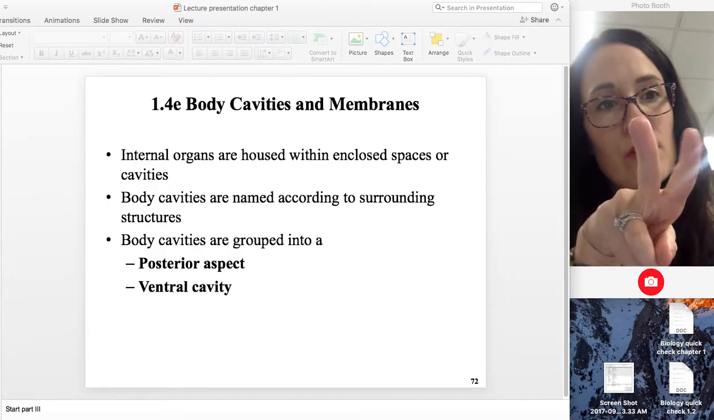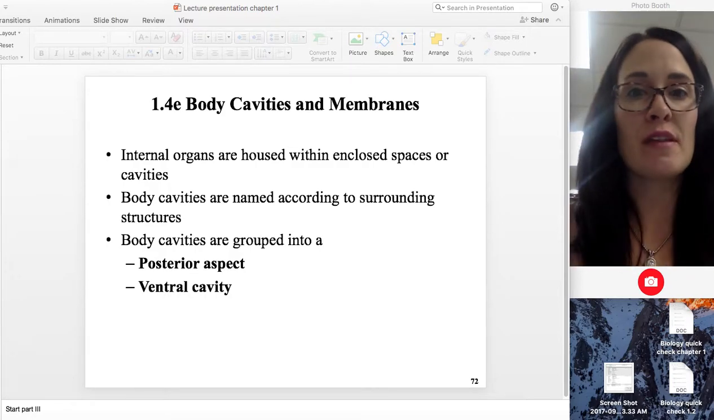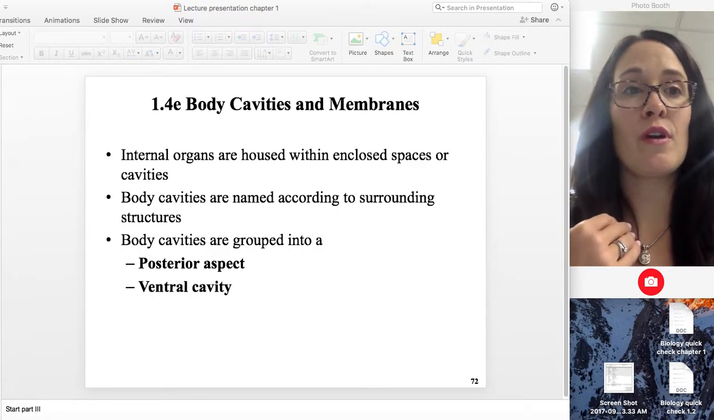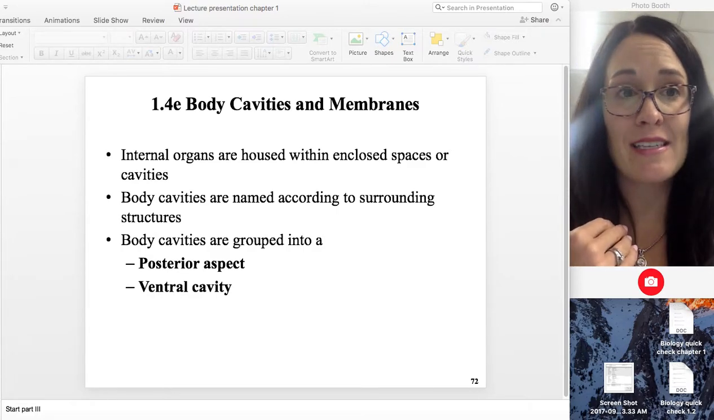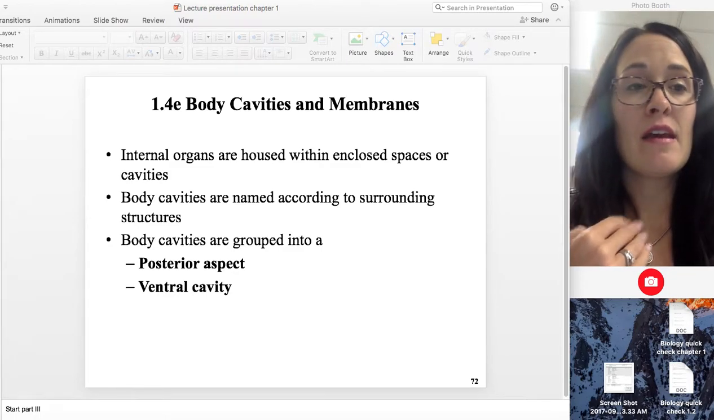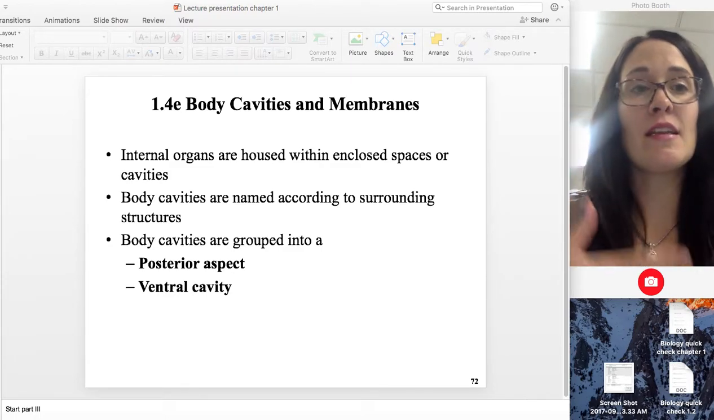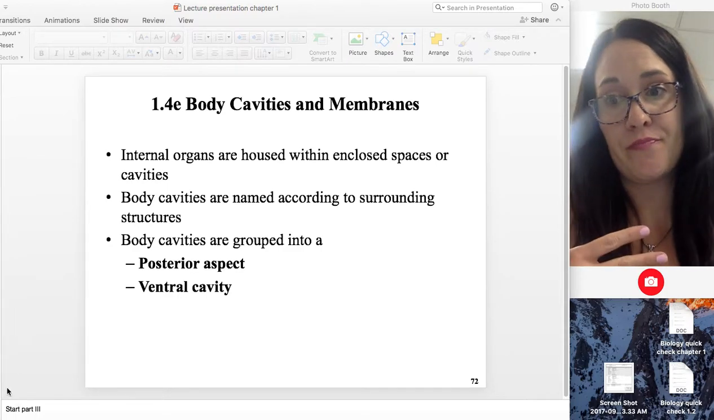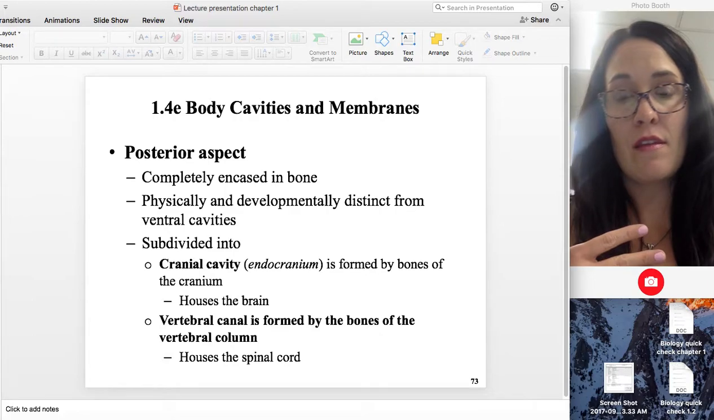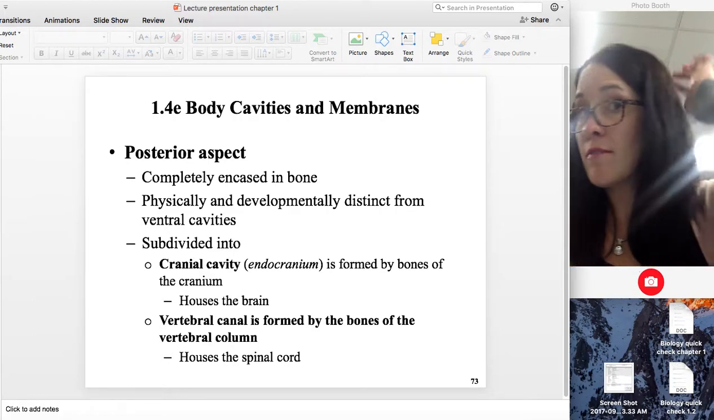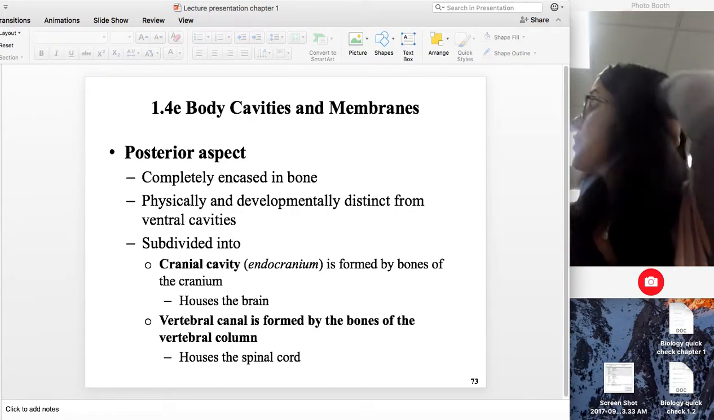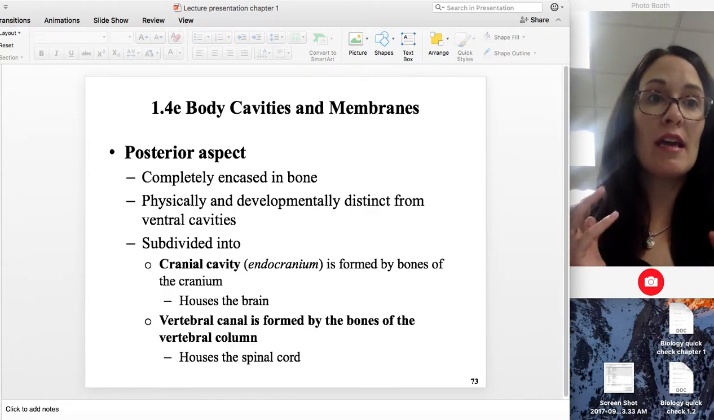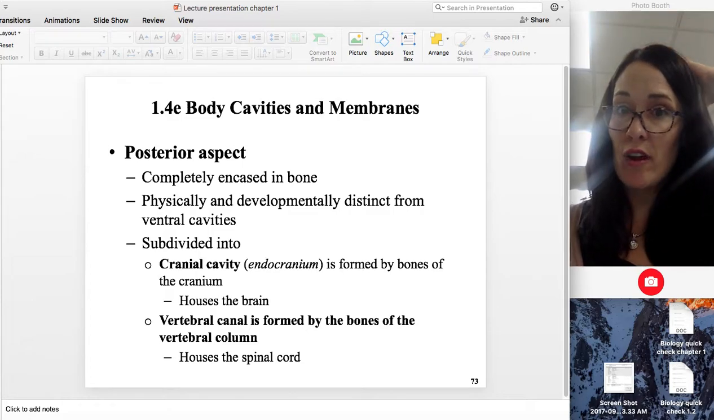And there's two major groupings, either the posterior cavities, so on your dorsal side, your back side, your posterior side. And then there's the ventral cavity, that's anything in the front, which is also called anterior. So your posterior includes your cranium and your vertebral canal. So it's totally encased in bone, anything in the posterior.